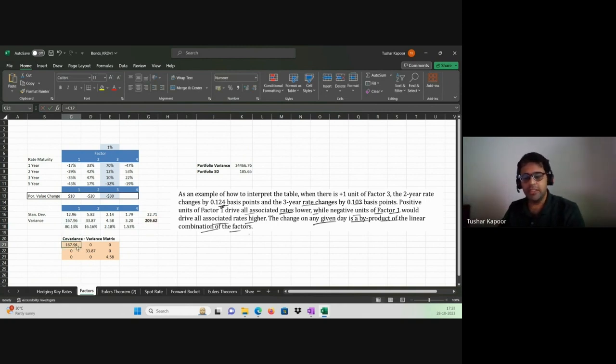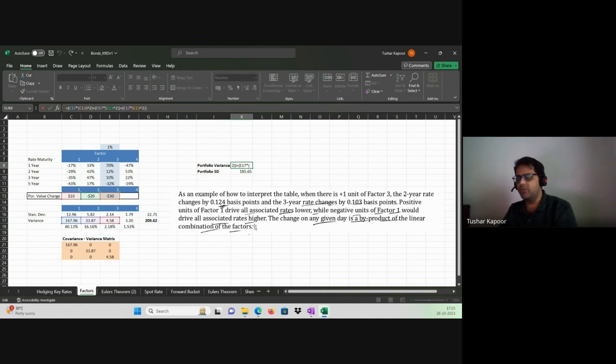When we talk about covariances, because we have used PCA, principal component analysis, which distills things down into an uncorrelated set of factors, the covariance matrix has 167.96 here, because this is the variance. The second variance is 33.87. Third is 4.58. Within the covariances, you see 0 because there is no relationship amongst themselves. By using this information, we get a portfolio variance wherein we have included only A square, B square, C square, and nothing else, and from that the portfolio standard deviation.